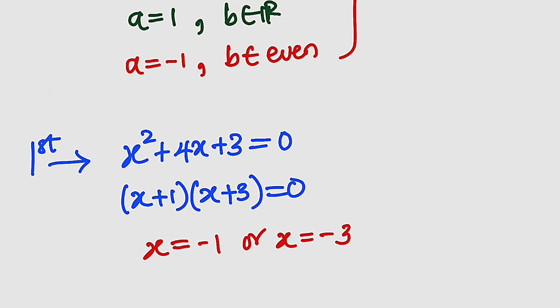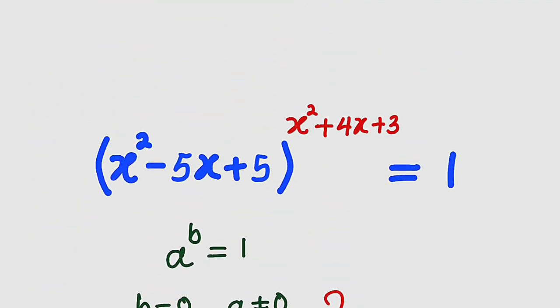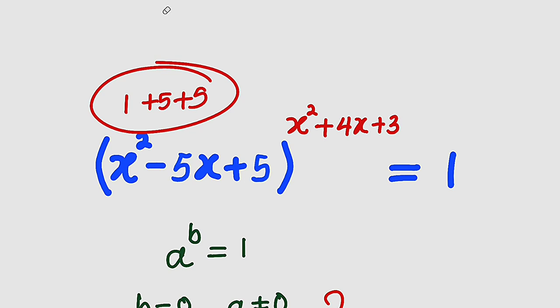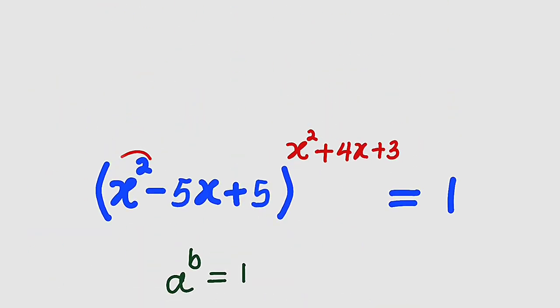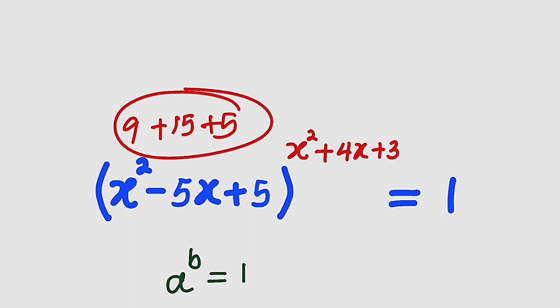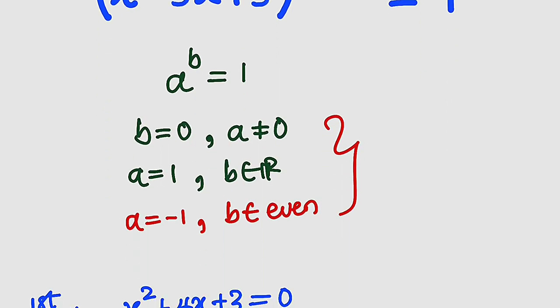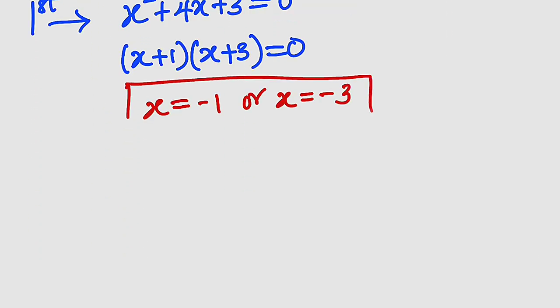So let us test these x values in our base. Let's start with -1. If we substitute -1 here, we have +1, then -1 times -5 will give us +5, and we have +5. You see, definitely this is 11, which is greater than 0. Now what if we test for -3? We have -3 squared here will give us +9, -5 times -3 will give us +15, and we have +5, which is definitely greater than 0. And hence, those two values are real values of x. So far, we have two solutions.